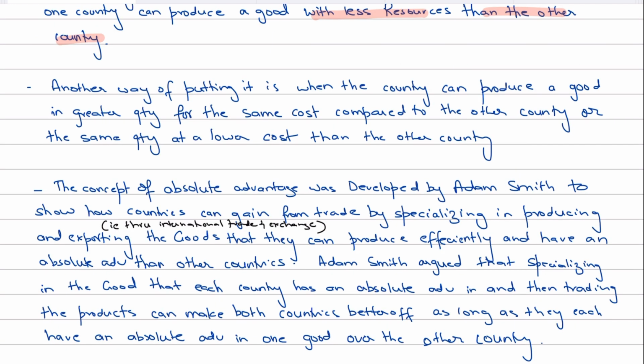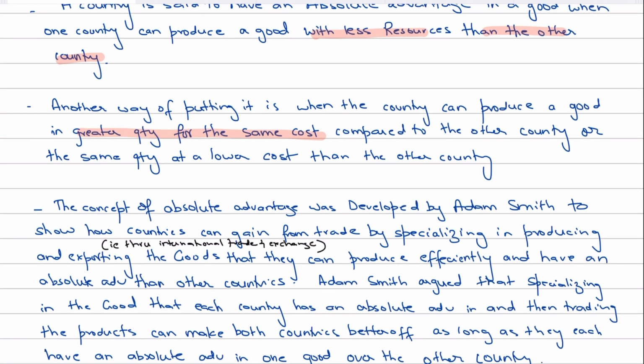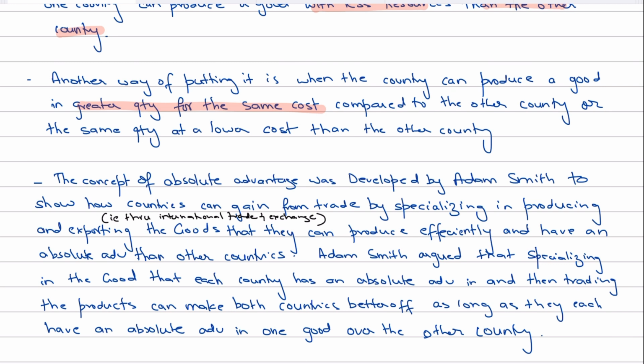Another way of putting it is that one country can produce a good in greater quantity for the same cost. It's the same thing that we studied in the first bullet, just put differently. Both countries are incurring the same cost, but one country is able to produce more of that particular good as compared to the other country.